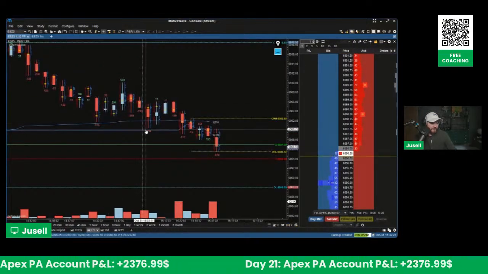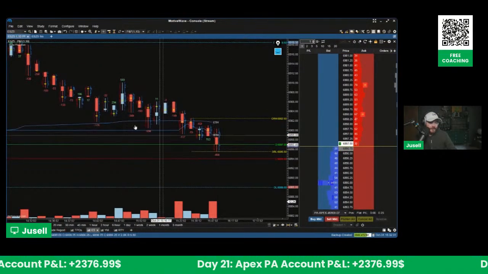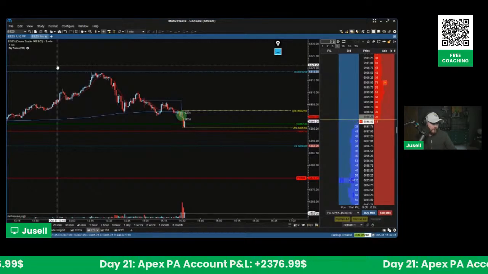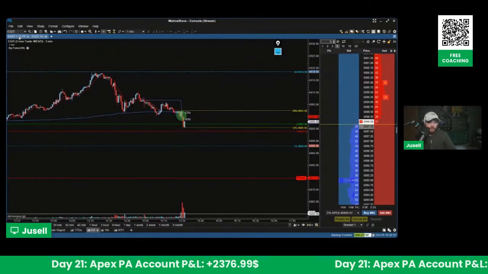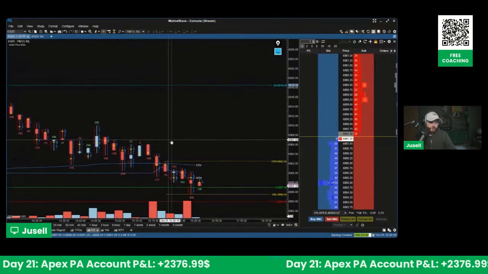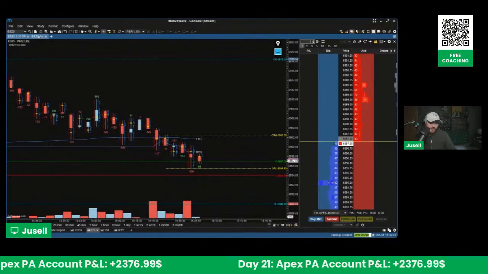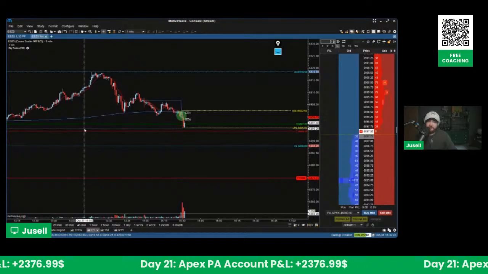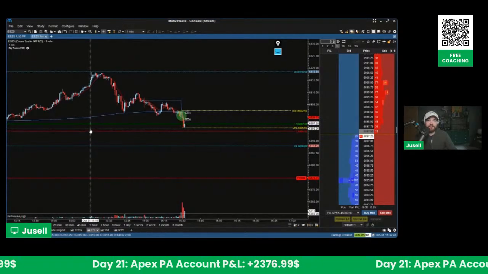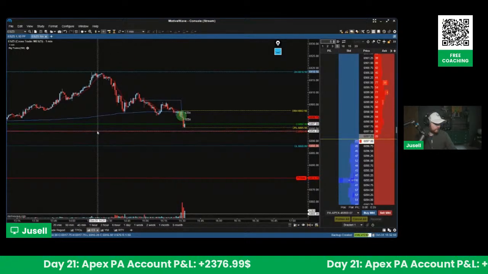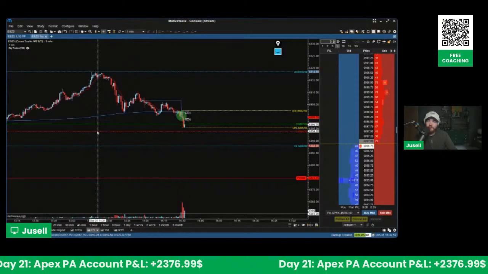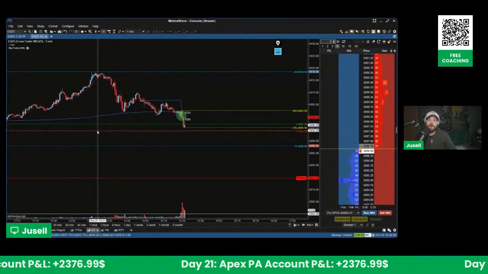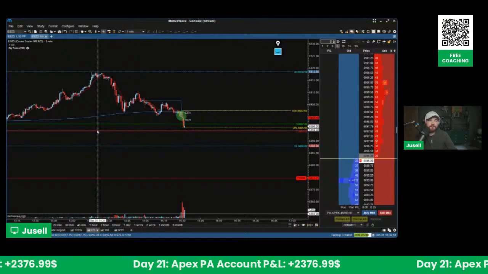Let's look at the PNF chart. We do have some strong negative delta here on the ES. On the ES, I really want us to run the overnight high for a setup. If there is a setup, that's the setup I want to see. Yeah, we're still waiting for a trade to present itself.